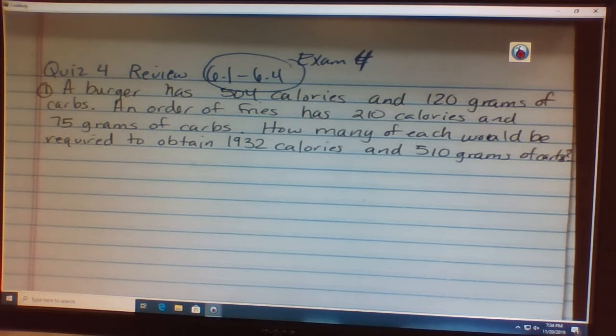So the first problem you have has to do with a word problem, but on your quiz the problem is spaghetti and broccoli. So you have a burger here and an order of fries. They give you the calories and the carbs for each one. They want to know how many of each do I have to eat in order to have 1932 calories and 510 grams of carbs. So my question is, how do you set this up? Because this to me is the hardest thing: setting up the correct equations, because once you have them, some of you already know how to go. But what are the 2 equations that are going to give me the right answer?